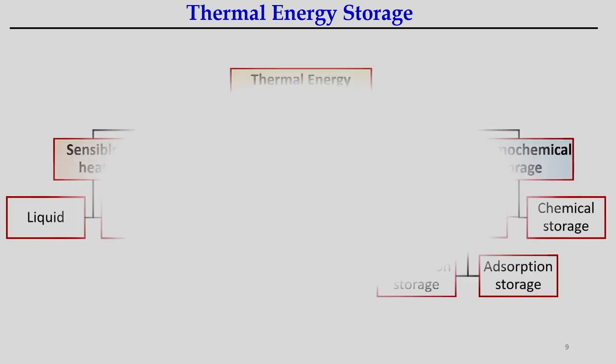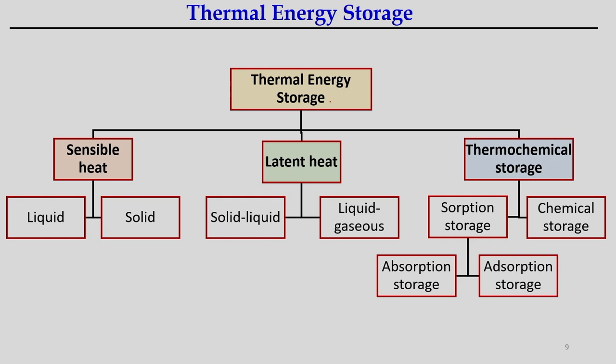Now let us discuss thermal energy storage systems. Thermal energy storage systems are primarily classified into three classes: sensible heat, latent heat, and thermochemical storage. It may be liquid and solid in case of sensible heat. For latent heat, it may be a solid-liquid or liquid-gaseous system. And for thermochemical storage, we can have two classes again, sorption storage and chemical storage. Again, sorption can be divided into two groups, absorption storage and adsorption storage.